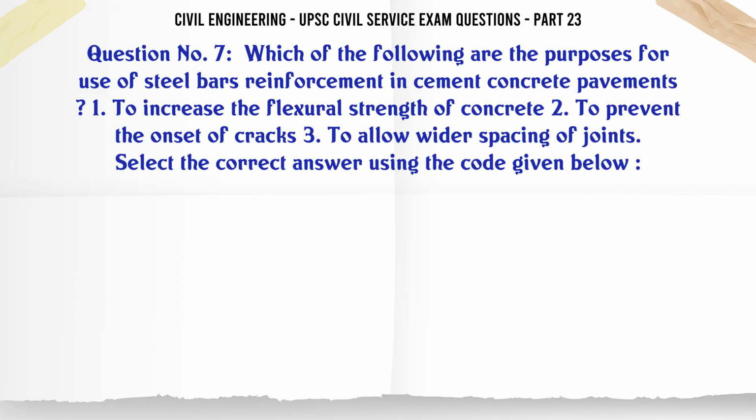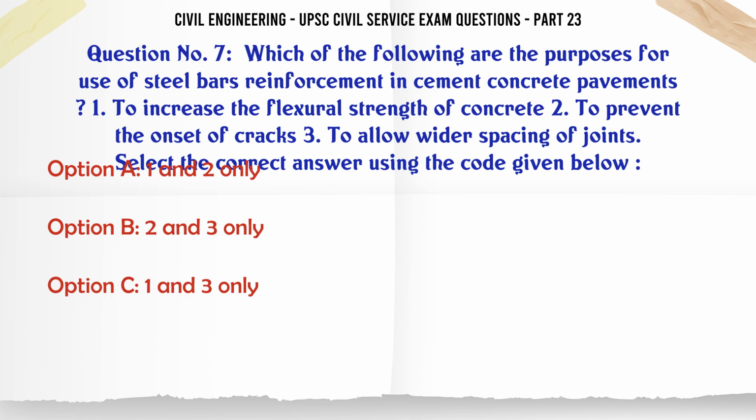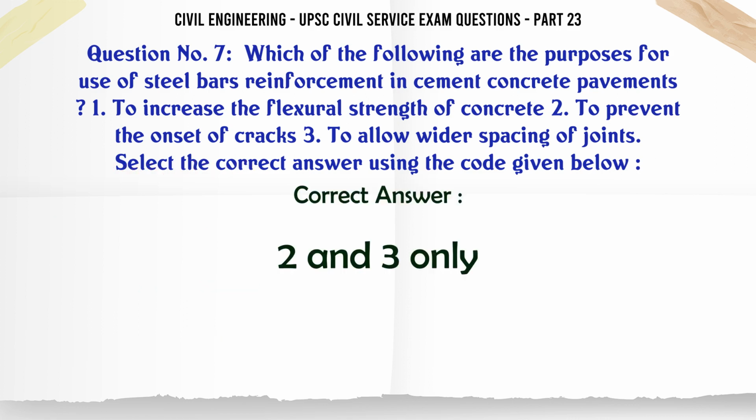Which of the following are the purposes for use of steel bars reinforcement in cement concrete pavements? 1. To increase the flexural strength of concrete. 2. To prevent the onset of cracks. 3. To allow wider spacing of joints. Select the correct answer using the code given below. A. 1 and 2 only, B. 2 and 3 only, C. 1 and 3 only, D. 1, 2 and 3. The correct answer is 2 and 3 only.